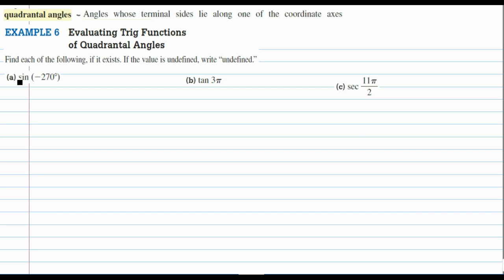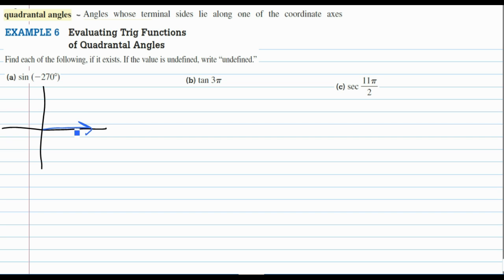So for example 6 here, find each of the following if it exists. If the value is undefined, write undefined. You are actually going to see undefined here in the quadrantal angles, and I'll show you why. We're going to start this off the same way we did the previous problems. We'll put the angle negative 270 degrees on the coordinate plane in standard position.